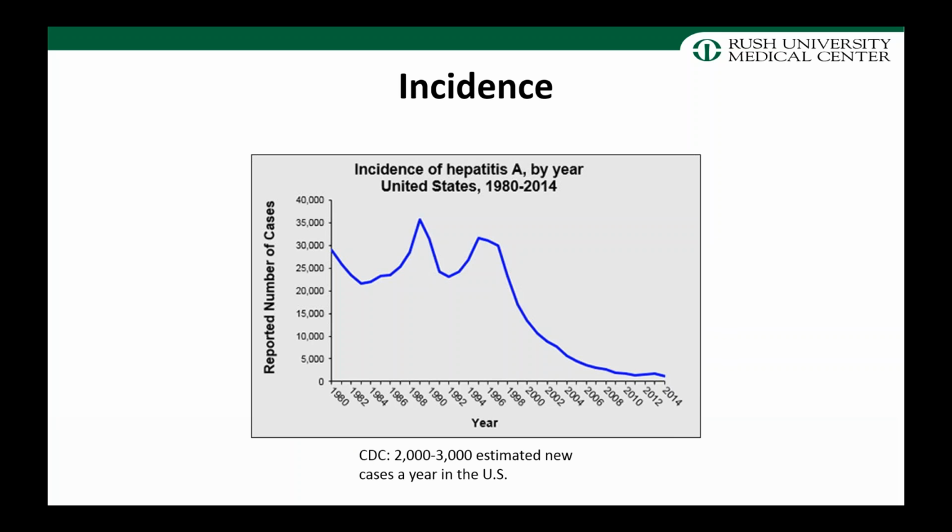So the incidence of hepatitis A in the United States was as high as 25 to 30,000 cases per year in the mid-1980s. This significantly dropped, as you can see by this graph, after vaccination became available in 1995. And the CDC now estimates that there are approximately 2,000 to 3,000 new cases in the U.S. per year, which is a significant decrease.